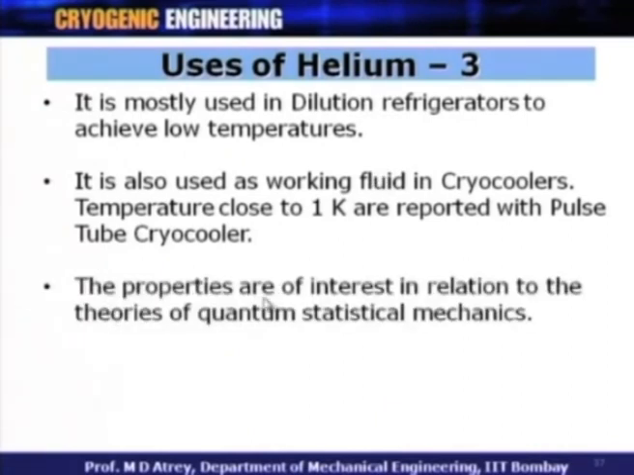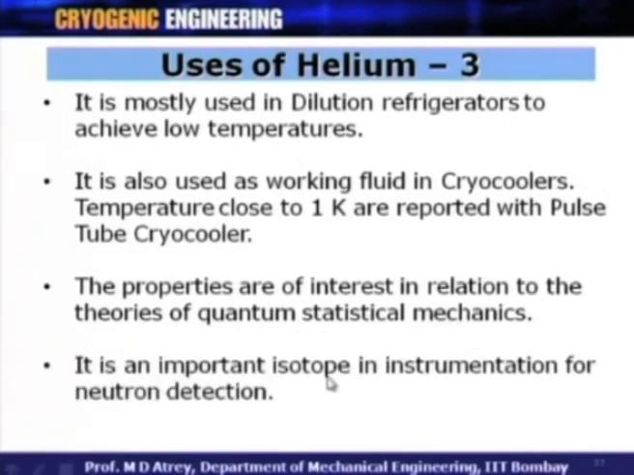The properties of helium-3 are of real interest in relation to the theories of quantum statistical mechanics. Why is all this separation happening? What happens at 3.2 millikelvin? These are very interesting aspects of liquid helium-3 studies and related to the theories of quantum statistical mechanics. It is an important isotope in instrumentation for neutron detection. All right. So, wherever neutron detection experimentation is going on, helium-3 is an inevitable choice. And this is what I would like to touch upon on helium-3 as of now.